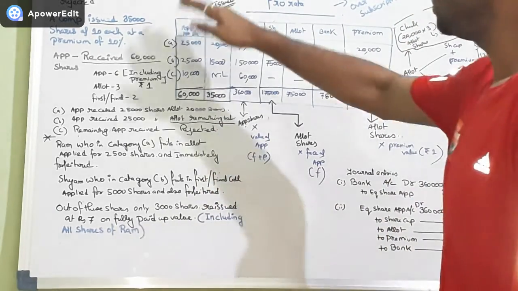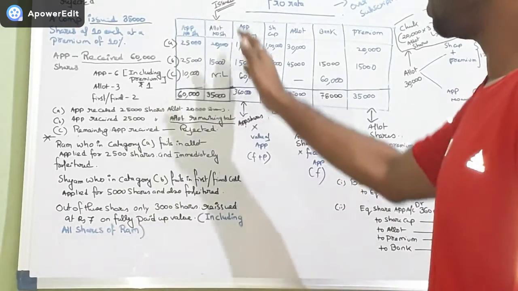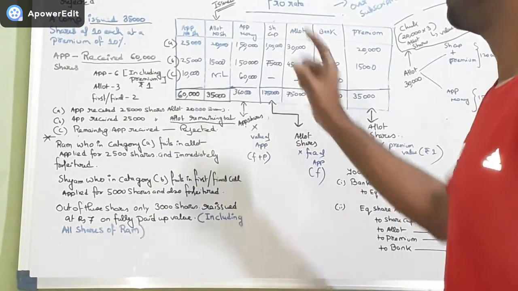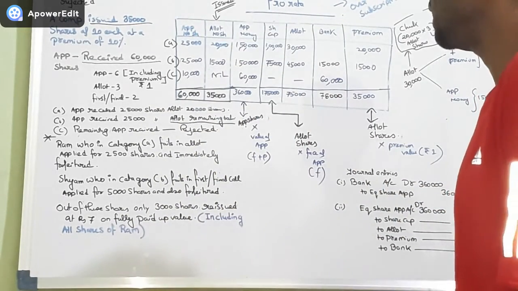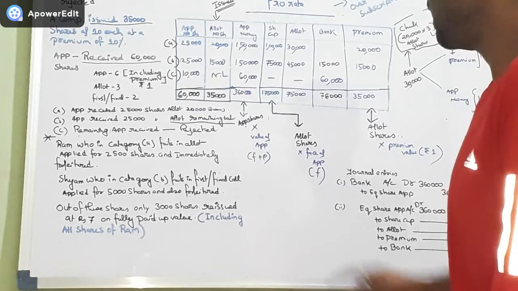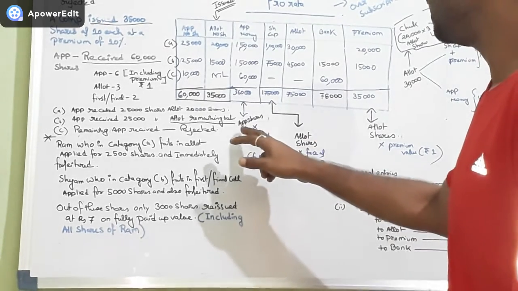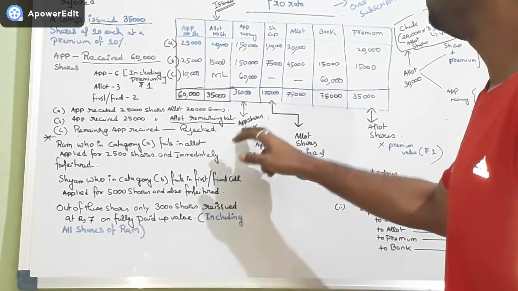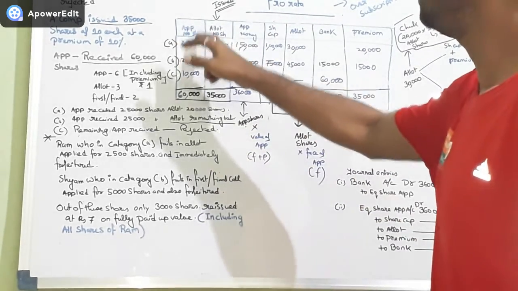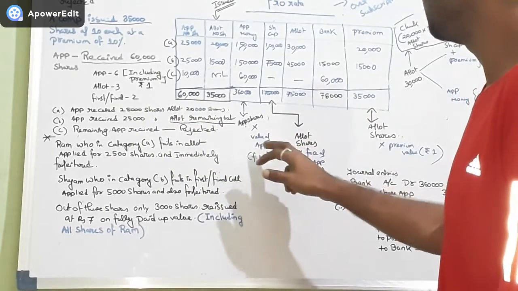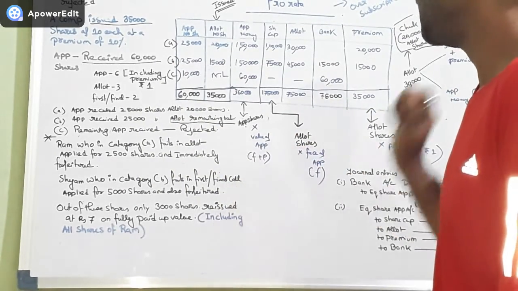Now this area we are clear. So why, how have we got these things? Now, application money. What is the application money? Application money will be application share receipt into value of application.